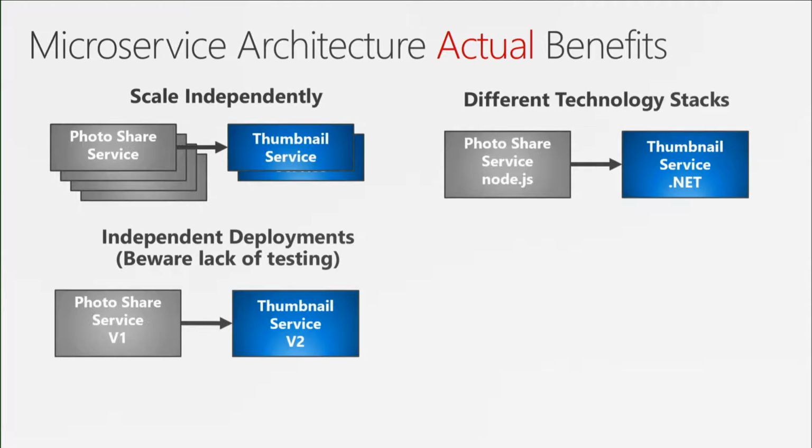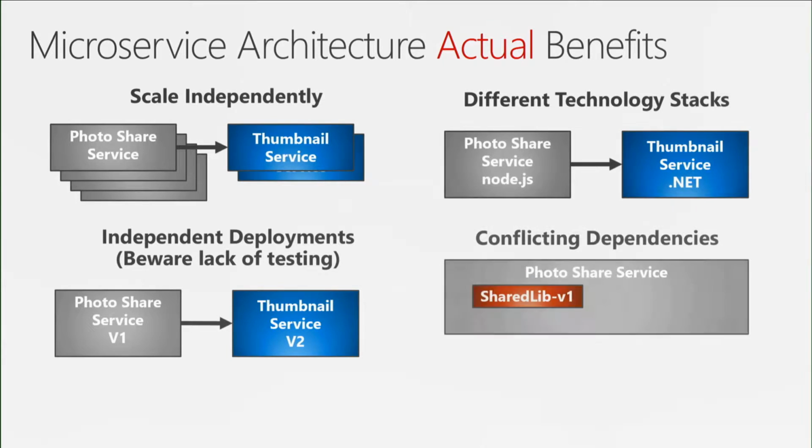The fourth reason that I identify to establish a microservice architecture is a fairly esoteric one. So I don't think this is going to be the most common. I think these other three are far more common than the fourth. And the fourth one is conflicting dependencies.